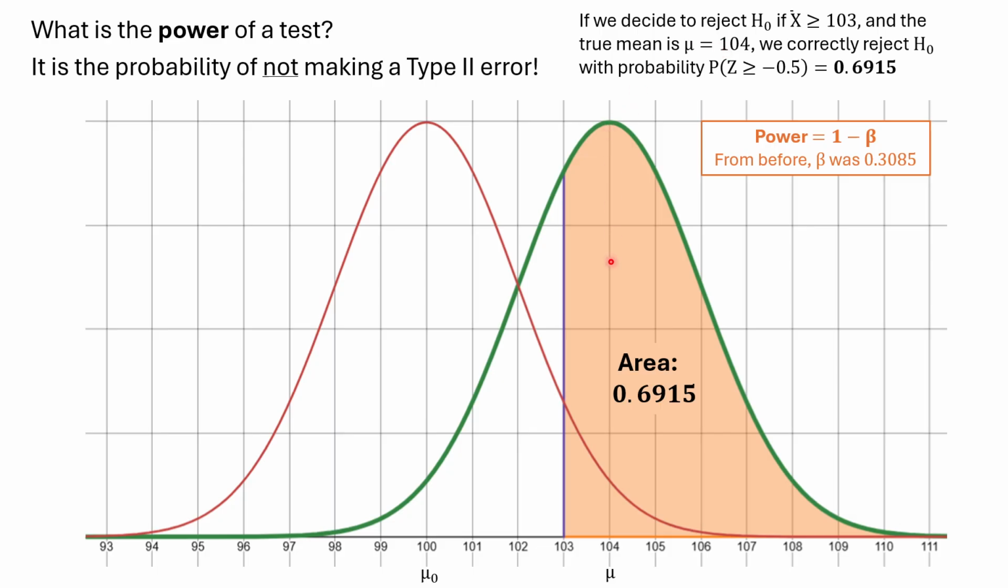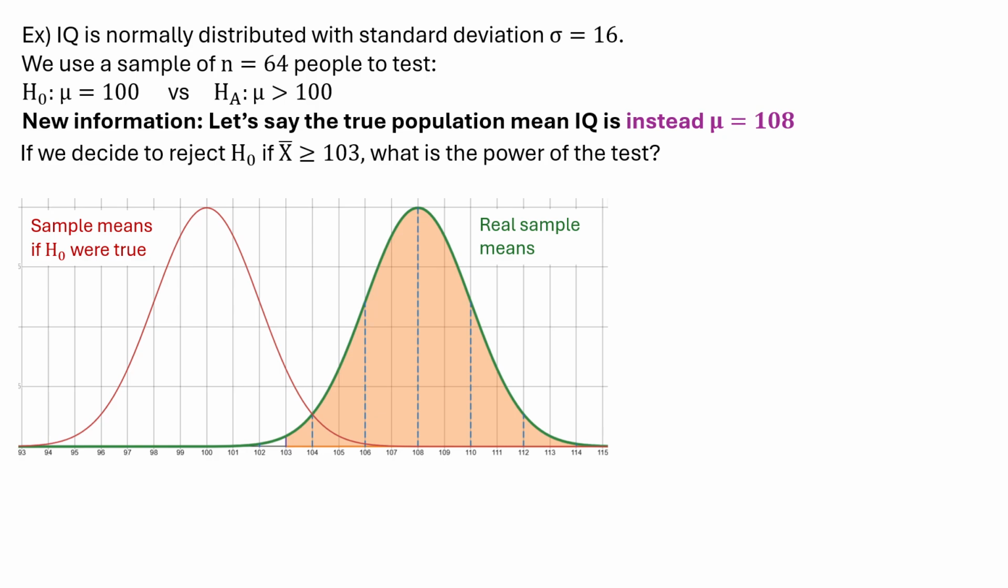So if we're going to reject H0 for all the sample means 103 or larger, if the true mean is 104, and the sample size is 64 and the standard deviation is 16 for individuals, we correctly reject the null hypothesis with probability of z-scores being larger than negative 0.5. And that is exactly 0.6915. You could also take 1 minus beta and get the same exact value. So that's great. Now we know the power for mu is 104.